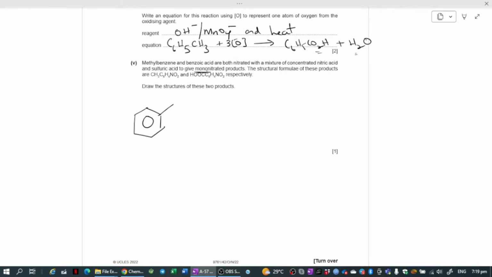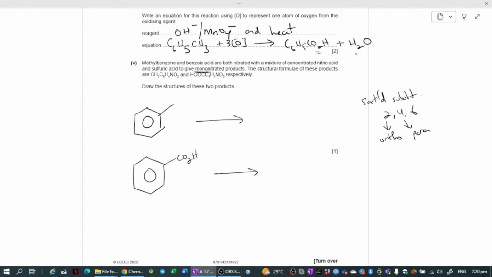So methylbenzene, nitration, and they tell us that benzoic acid, nitration as well. Right, so CO2H. What will be our products? Now, what you need to remember, and this is a good rule that works in general: saturated substituents on the benzene ring tend to be 2,4,6 directing. Sometimes you may hear this referred to as ortho para directing.